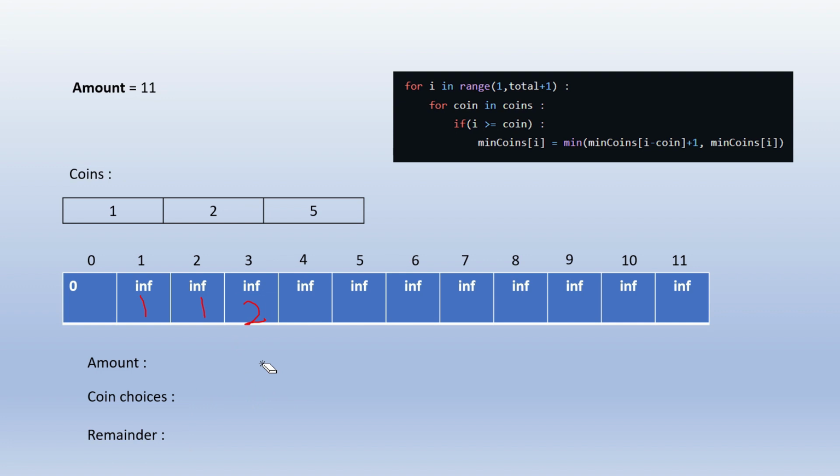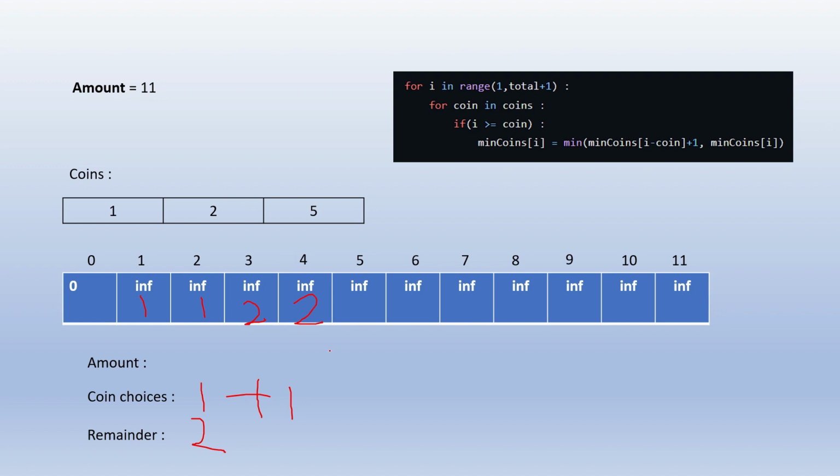Let's erase it. And for the value 4, 2 and 1 are less than 4. Let's take 2. 1 coin of 2 is needed, and the remainder is 2. The number of coins needed to make the value 2, see in the index 2, it is 1. So an extra 1 coin. So a total of 2 coins is required to make the sum 4. 2 times 2 is 4.